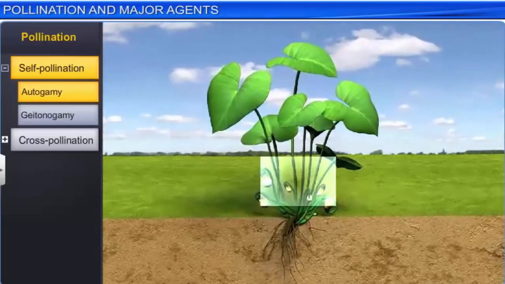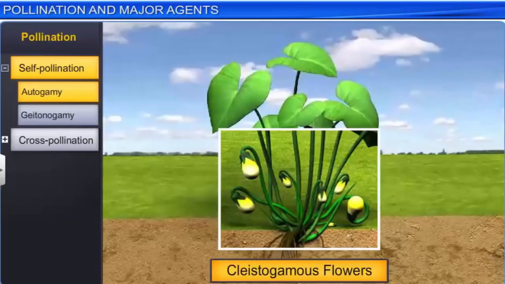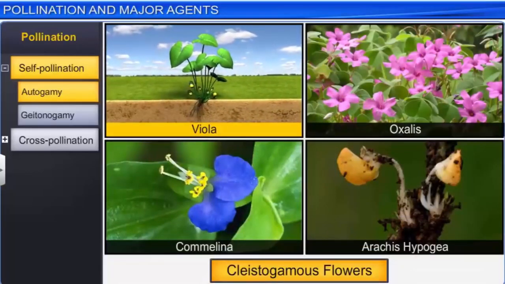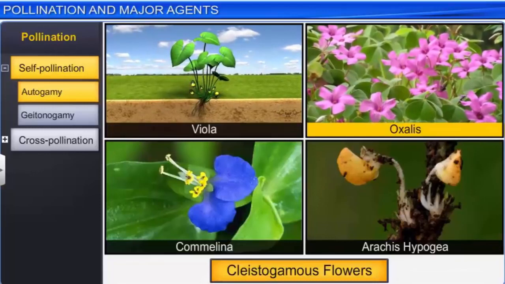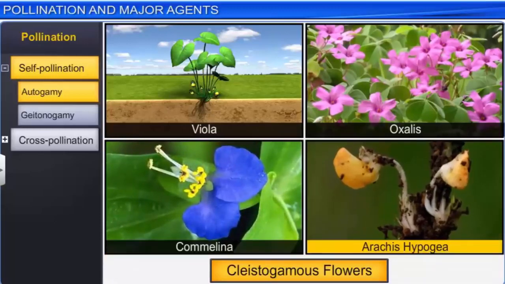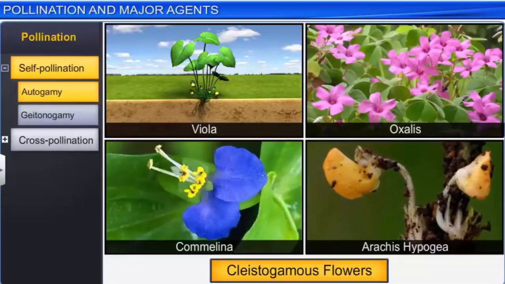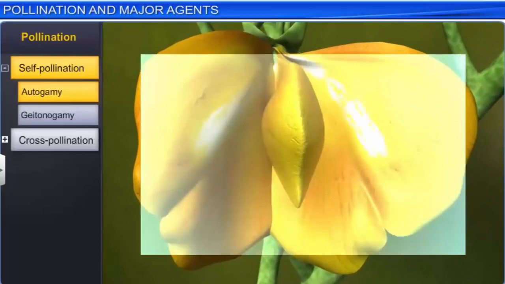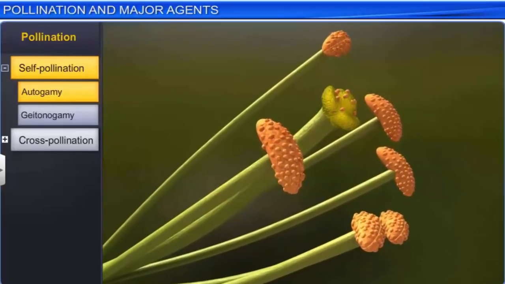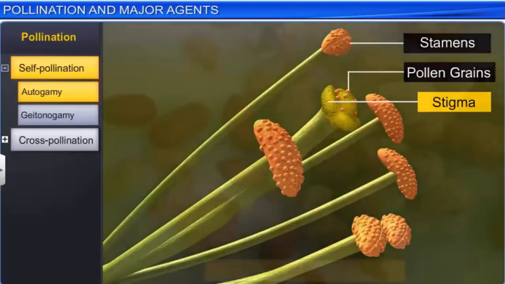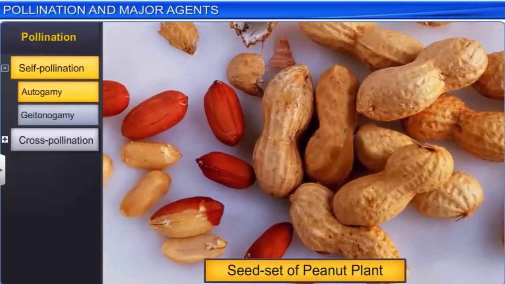It is seen in cleistogamous flowers, or flowers which do not open at all, produced by plants such as viola, oxalis, camelina, and Arachis hypogea or peanut. The anthers and stigma of these flowers lie very close to each other. When anthers dehisce, pollen grains get deposited on the stigma, which ensures the production of seed sets even in the absence of pollinators.